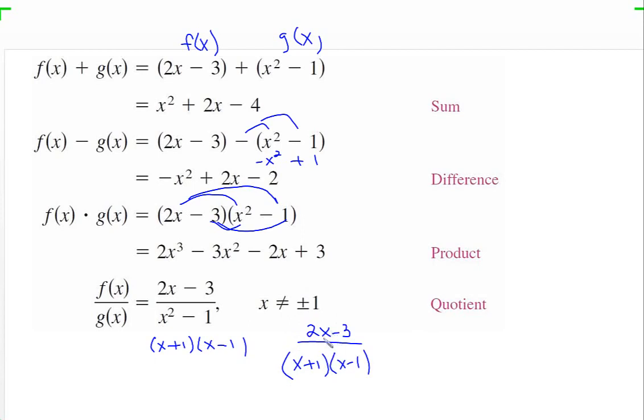But you have to make sure that you restrict the domain. We don't want 0 in the bottom. So when's that going to happen? Right here, x cannot equal -1. Over here, x cannot equal 1, because that's going to make 0 in the denominator. So the domain is basically anything for x except for -1 and 1.